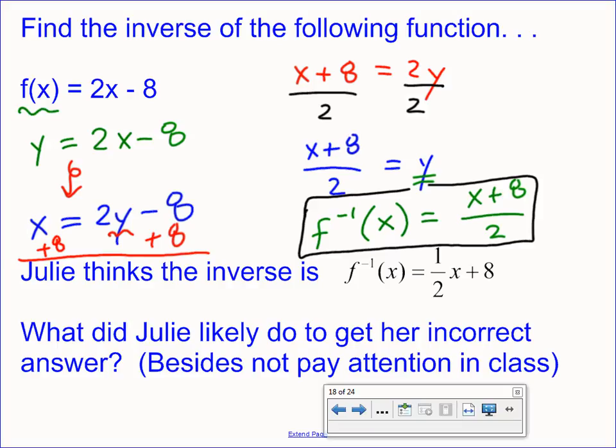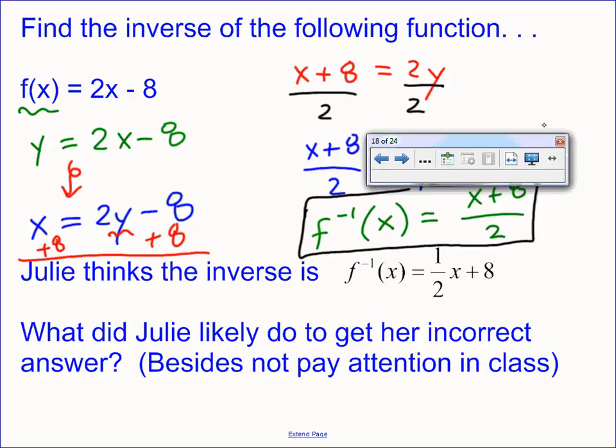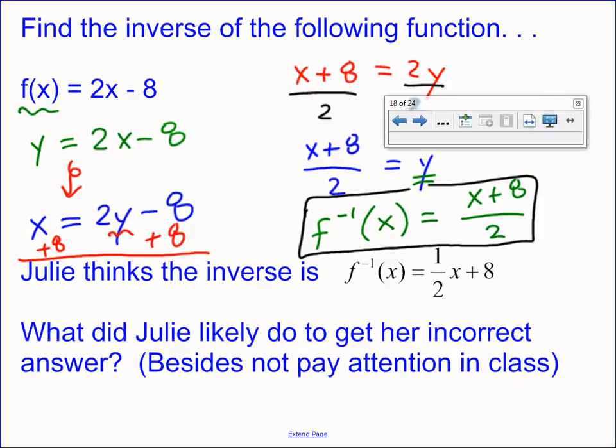Now Julie thinks the inverse is given by 1/2 x plus 8, and we got x plus 8 all over 2. What did Julie likely do to get her incorrect answer? Besides not paying attention in class. That's so mean. Oh my gosh, that's so mean.